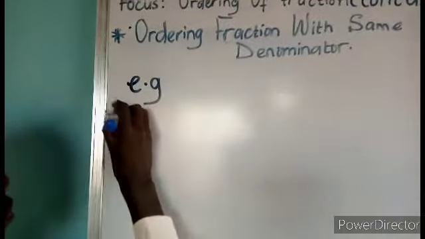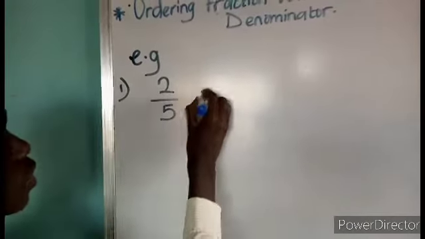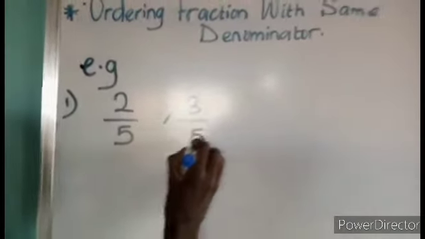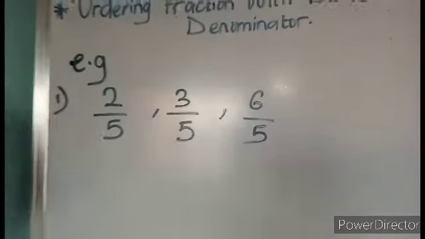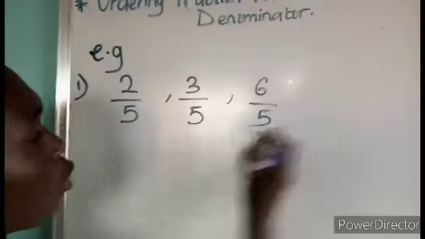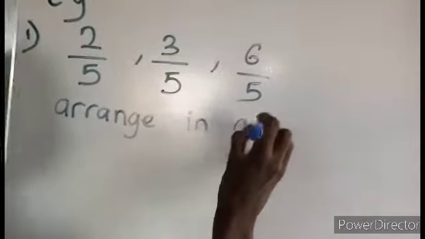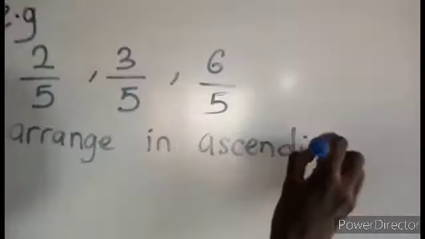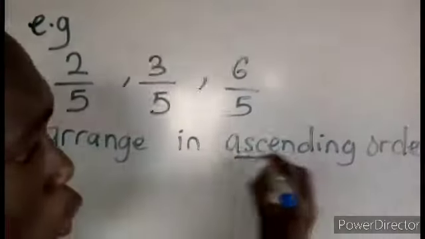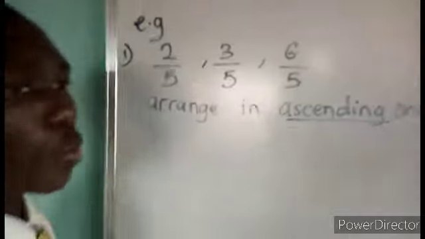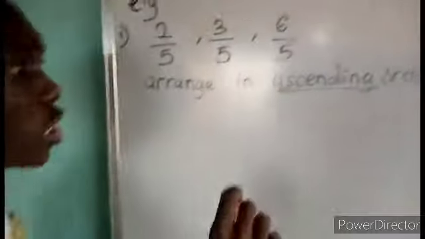Number 1, we are given these fractions: 2 over 5, 3 over 5, 6 over 5. Let's stop there. And we are to arrange them in ascending order. Remember, what do we mean by ascending? That is from the smallest to the highest. Ascending, from the smallest to the highest.